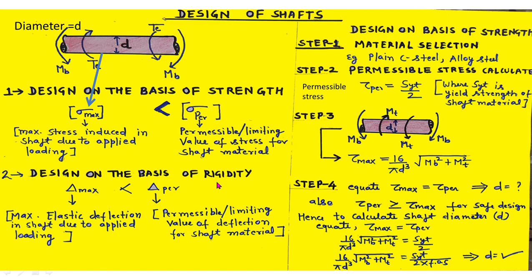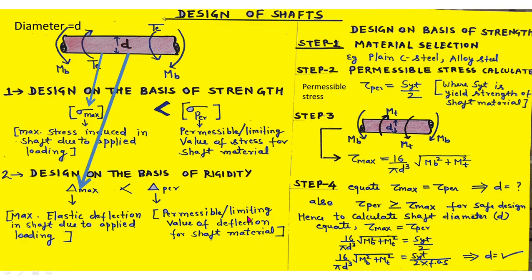Now on the basis of rigidity, if we want to design the shaft, the second criterion is rigidity. If we say that we want to design the shaft on the basis of rigidity, then we want to say that the deflection of the shaft due to the given loading condition, because of this loading acting on the shaft, there must be some deflection in the shaft. The material of the shaft will deform, and that deformation must be smaller than the permissible value of deformation or limiting value of deformation in the shaft.